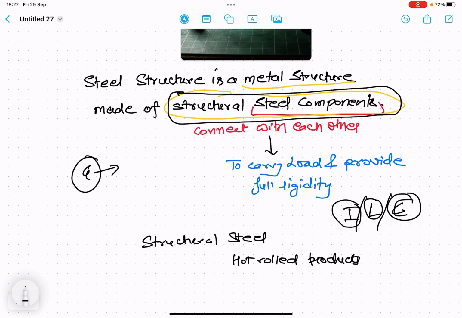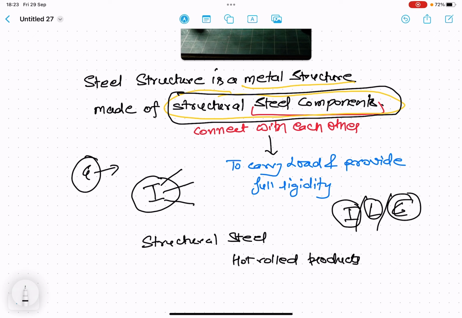Suppose you want an I channel of a specific requirement, and this I channel has some specific dimensions. These I channels having specific dimensions are available in the market, and you can directly purchase them. There is no need to fabricate again. I section, angle section: these structural steel components are available in the market in bulk. They are fabricated with a specific shape and specific size, having specific properties.